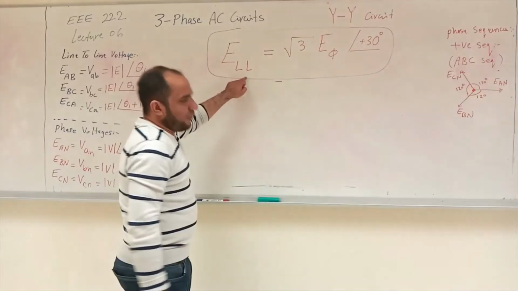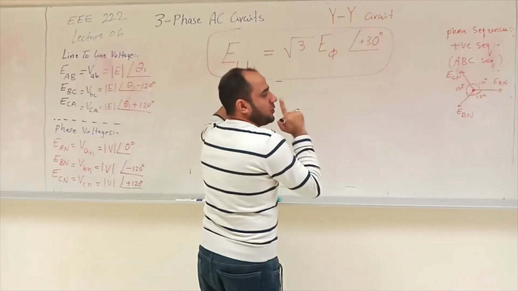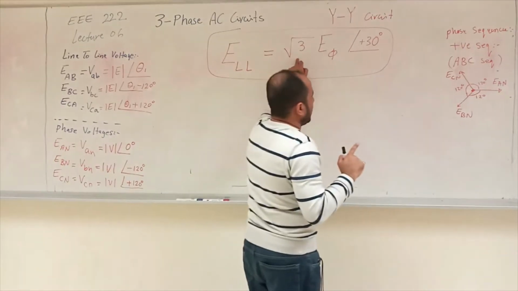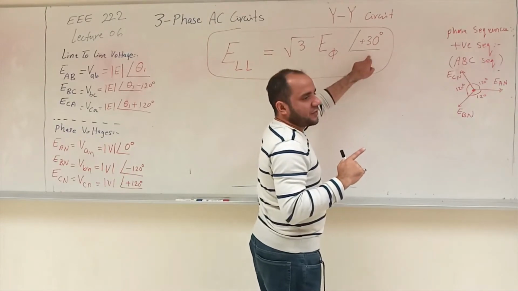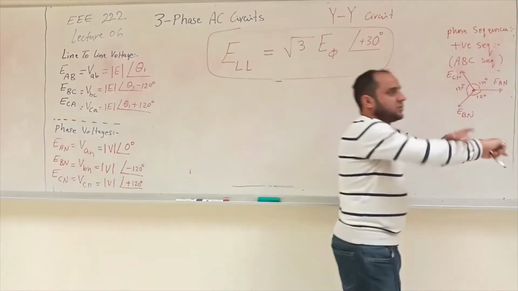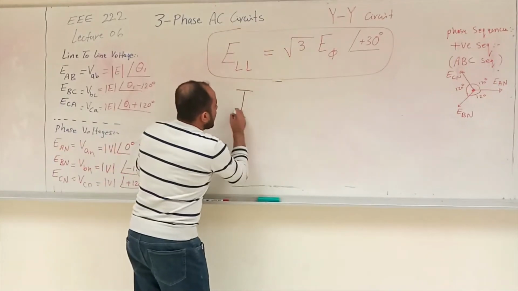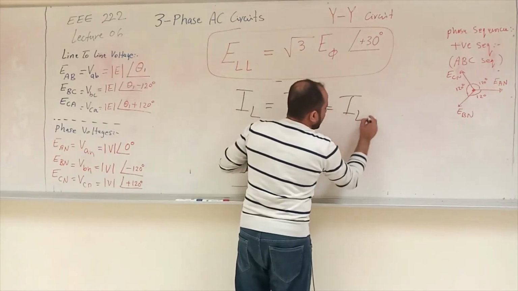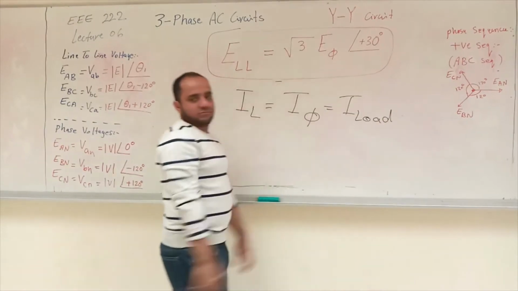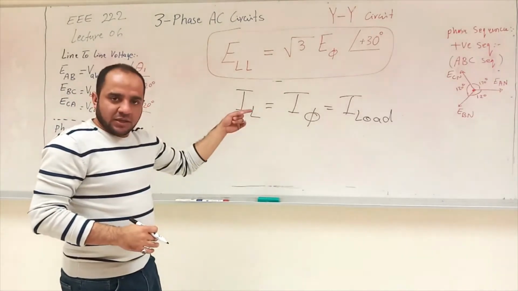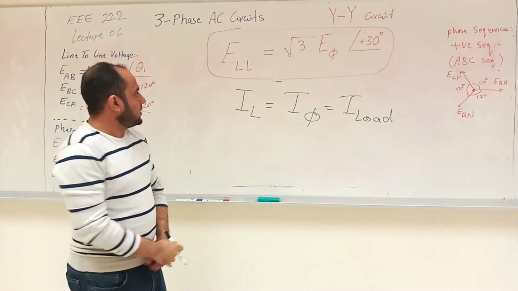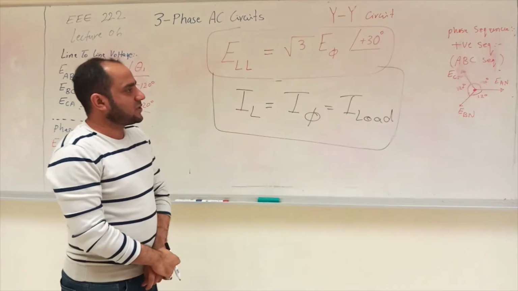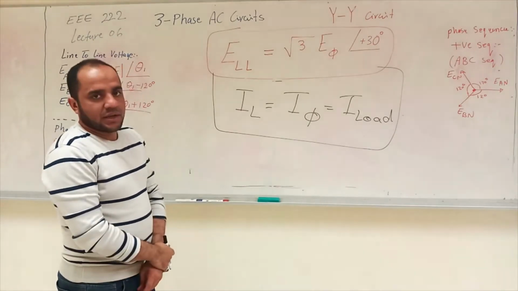The line to line voltage is different from line to neutral voltage, which is the phase voltage. The line to line voltage is √3 times phase voltage with a phase shift of +30, assuming that the sequence is positive sequence. What about the current? The line current is nothing but the phase current, which is load current. They are the same. There is no difference as we just saw in the drawing, right? So these are the two important relations that we need to know before we can solve any Y-connected load system, right?